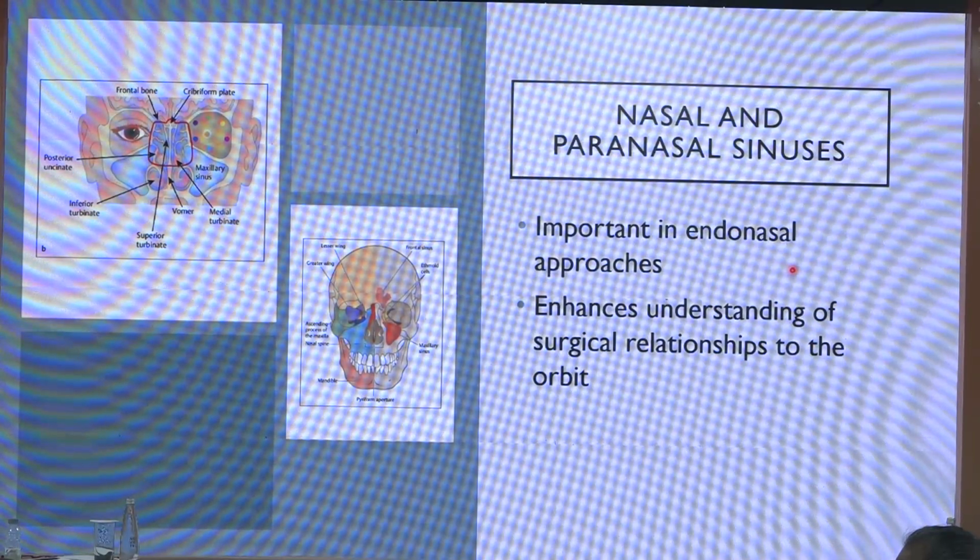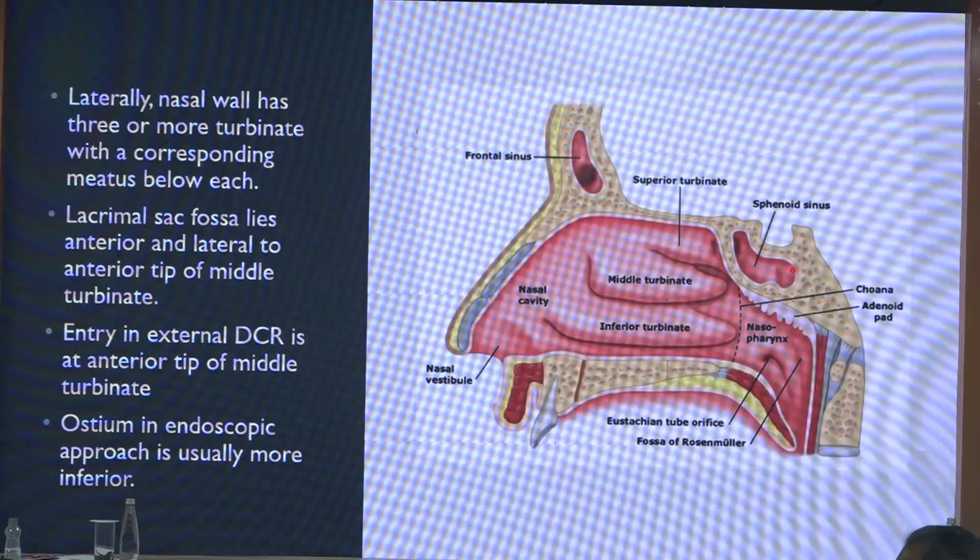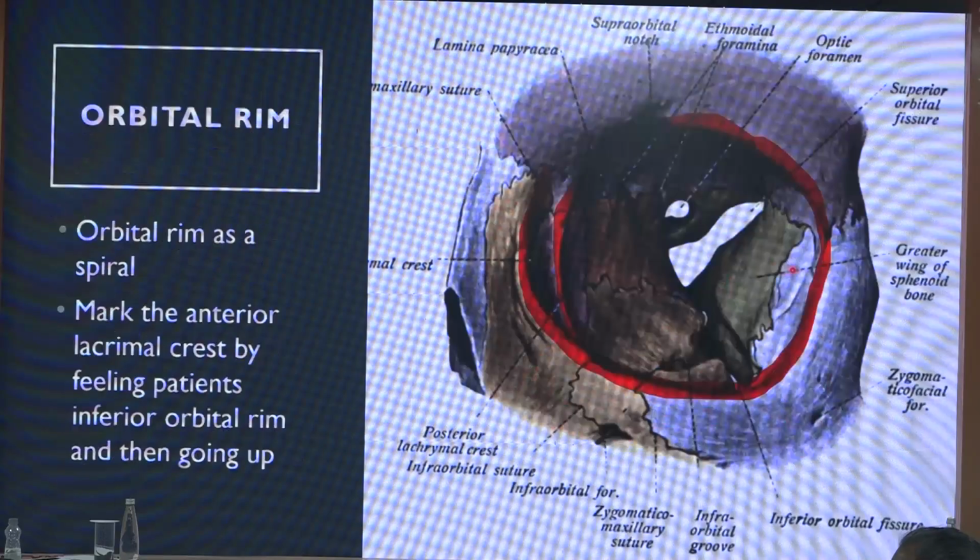Now, the paranasal and the nasal sinuses enhance our understanding of the surgical relationships to the orbit, but it's more useful when we are doing the endonasal approach. Laterally, we have the turbinates, and as already discussed, normally we have the opening at the inferior turbinate, but when we are doing the DCR, we are opening it at the level of the middle meatus. So here what happens when we are doing the endonasal DCR, then the entry is a little bit more inferiorly.